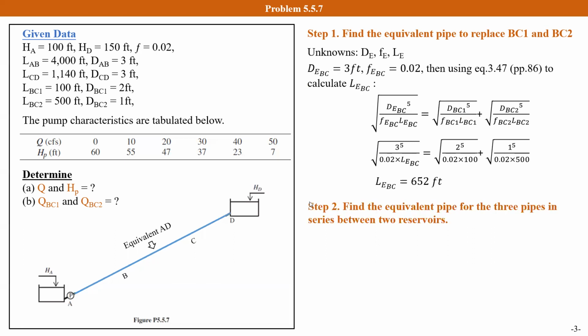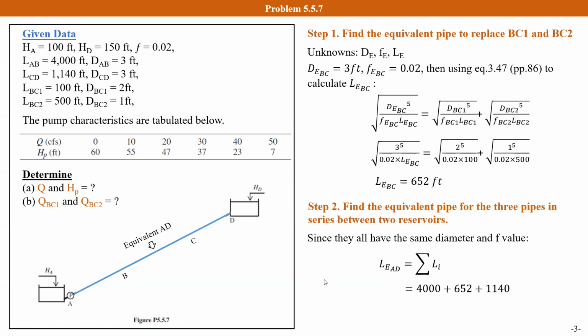So the second step is to find the equivalent pipe for the pipe AB. Because the diameter and the friction factor are the same in each section of the pipe, the equivalent length of pipe AD equals the length of pipe AB plus the equivalent pipe BC plus pipe CD. It equals 5,792 feet.